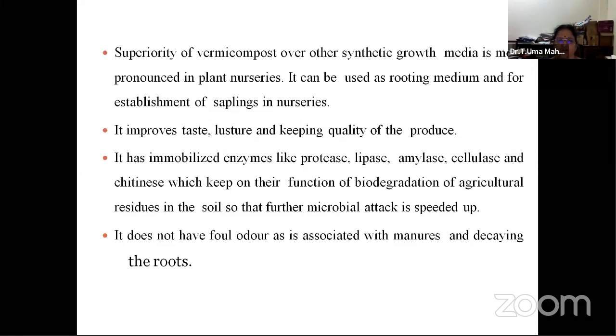Then we also say it improves quality parameters like taste, luster and keeping quality of the product. In flower plants, my experience is that the flower petals will not get dropped, even in roses. In some flowers, when you apply vermicompost and maintain, the flower quality will be very nice. Even fruit luster, in papaya and mango, and the keeping quality will be very nice.